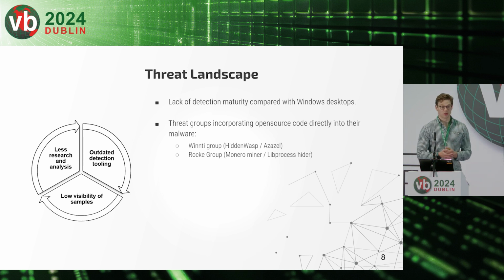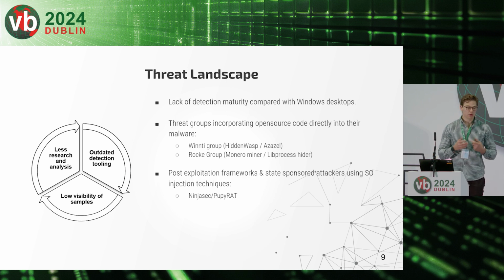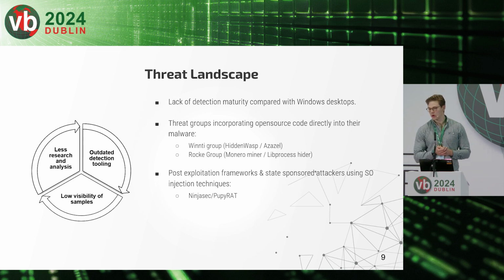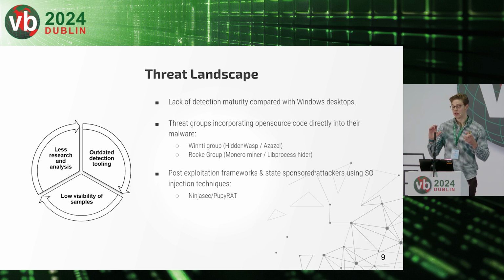And then a similar thing with the Rocke group. They used a shared object injection hiding tool, and they put it straight into their cryptocurrency miner. And then we also have some post-exploitation frameworks like NinjaSec's Puppy, and they're adapting Linux techniques for Windows. So they adapted the reflective DLL injection technique and created the reflective shared object injection technique.